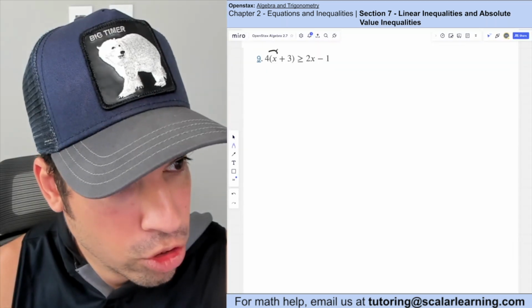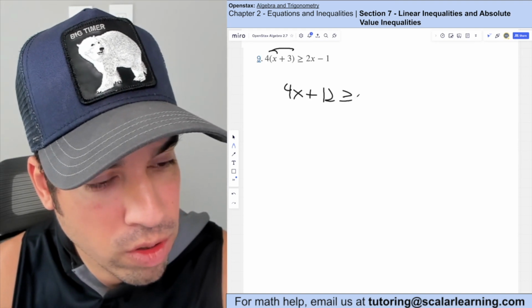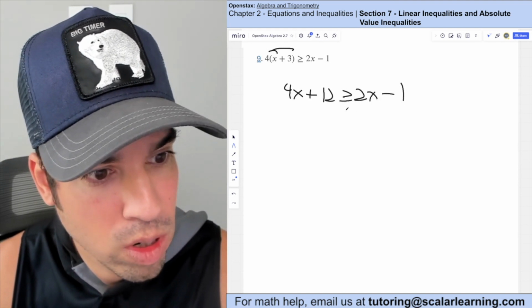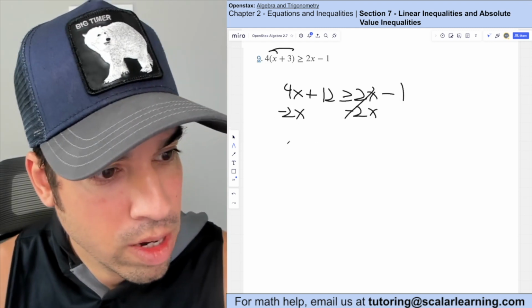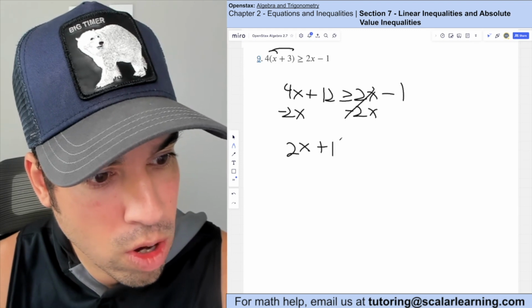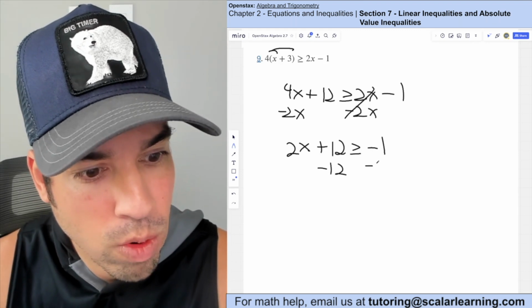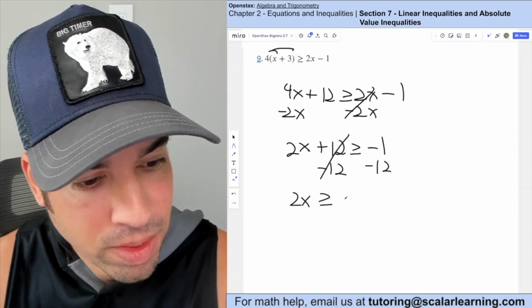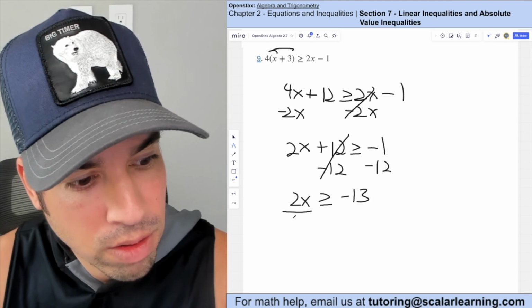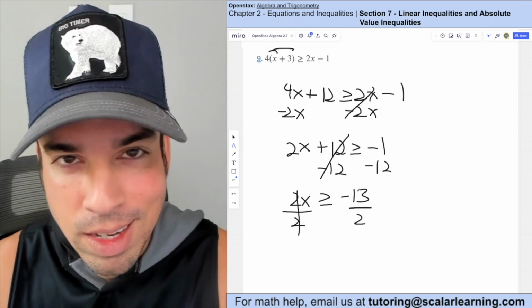First, we're going to start by distributing that 4, so we get 4x plus 12 is greater than or equal to 2x minus 1. Then I'm going to bring the x's together by subtracting 2x from both sides. So now I get 2x plus 12 is greater than or equal to -1. Then I'm going to subtract 12 from both sides, boom, and I get 2x is greater than or equal to -13. Then we're going to divide by 2, and I get x is greater than or equal to -13/2.